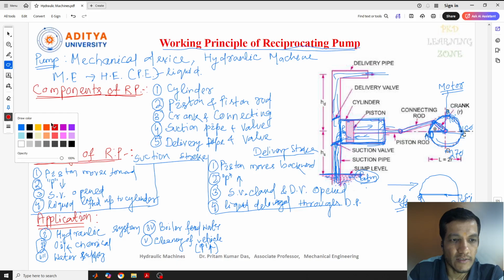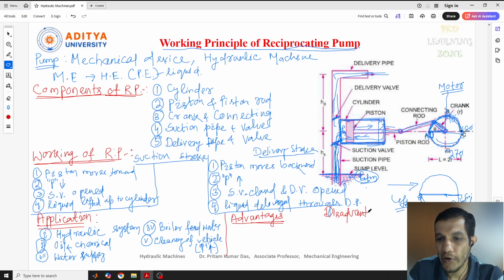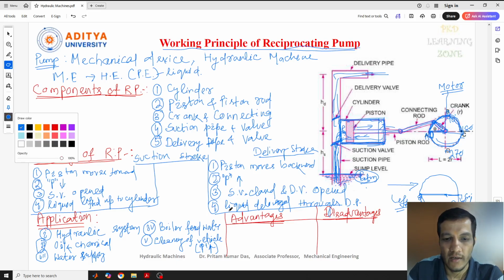Now along with this, I'll mention some advantages, and some disadvantages will be there along with that, so I'll mention those here too. Just a few points we can write. From this we can understand what the advantages and disadvantages are, where you can use it and what the benefits are.